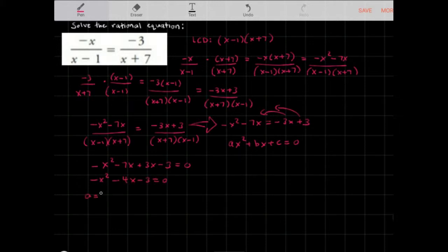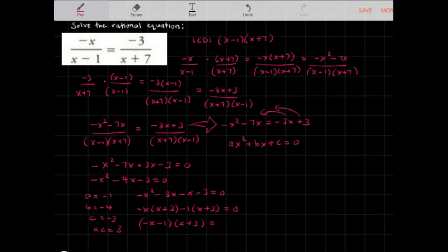And you want two numbers. So a here is negative 1, b here is negative 4, c here is negative 3. You want two numbers that multiply to ac, which is 3, that add up to negative 4. A quick way to do that is you could do negative x squared minus x minus 3x minus 3 is equal to 0. Then you get negative x minus 1 times x plus 3 is equal to 0. And then you can solve for the value of x that will make each factor 0. You can do this really quickly by letting each factor equal 0.